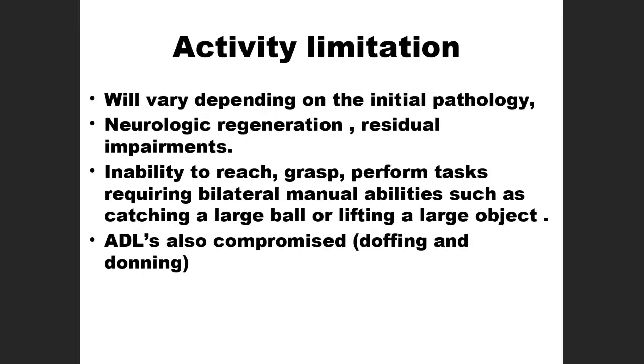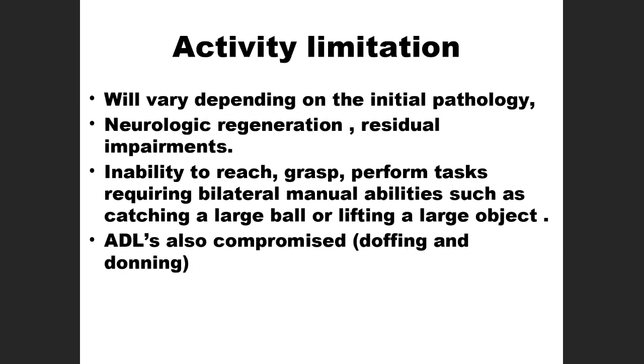Because of the involvement of the muscles, there will be activity limitations. This will vary depending upon the initial pathology. For example, if you have a complete cut, you may have complete activity limitation of the upper extremity. If you have a partial cut, then you may have partial limitation. With neurapraxia, there may be no limitation. So this will vary depending upon the initial pathology.